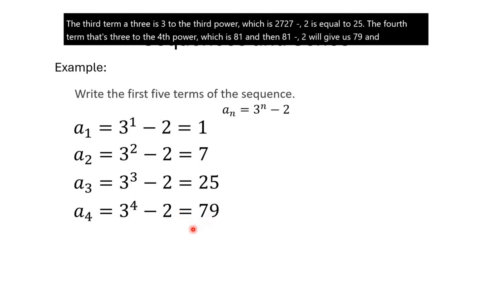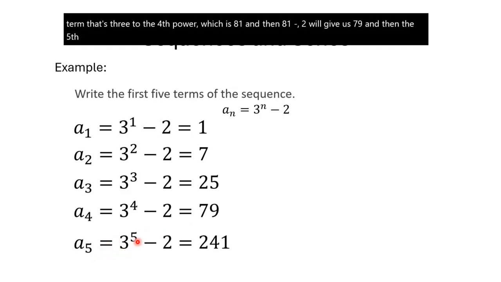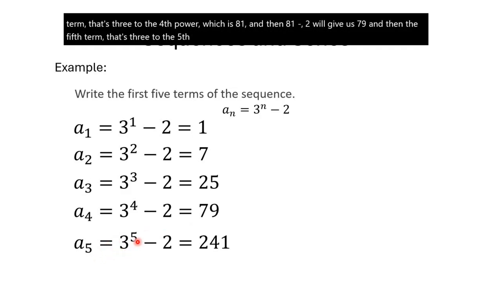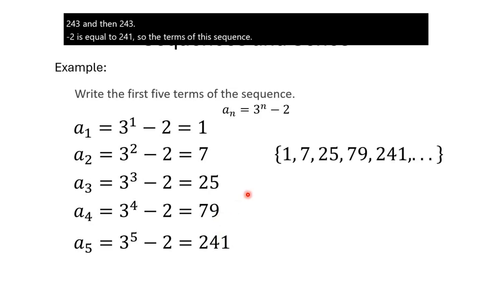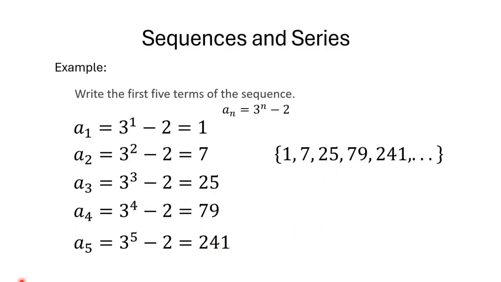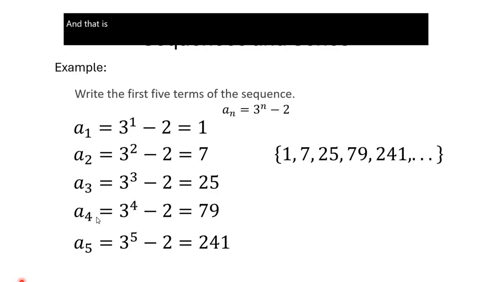And then the fifth term, that's 3 to the fifth power, which is 243, and then 243 minus 2 is equal to 241. The first 5 terms of this sequence are 1, 7, 25, 79, 241. And that is how we would list the terms of a sequence given the general or nth term of the sequence.